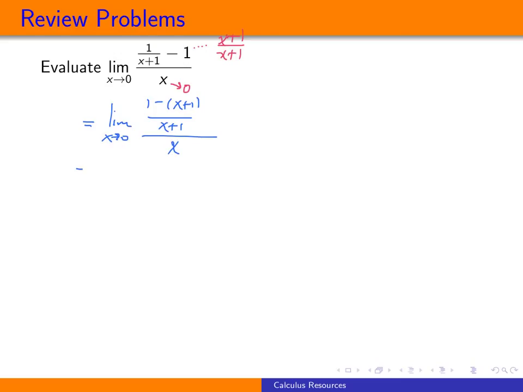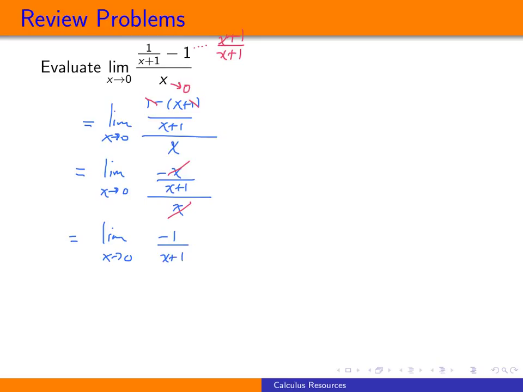Now, distributing the minus sign through, we see that we will have a 1 minus 1, so what we're really left with here is minus x divided by x plus 1, all divided by x. So the x that we have in the numerator and the x that we have in the denominator are going to cancel with each other, and we are simply left with the limit as x approaches 0 of minus 1 divided by x plus 1.